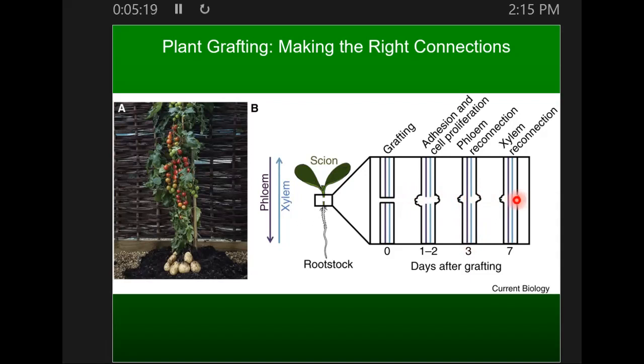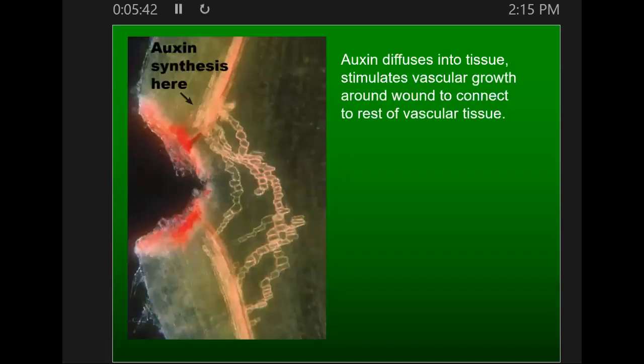And so they're trying to figure this out and track it step by step. How does this all work? But it's really quite remarkable that the plant is capable of fusing like that and then connecting its vascular tissue. And they're finding that hormones are involved in order to get this to happen, which makes sense when you think about hormones in general.